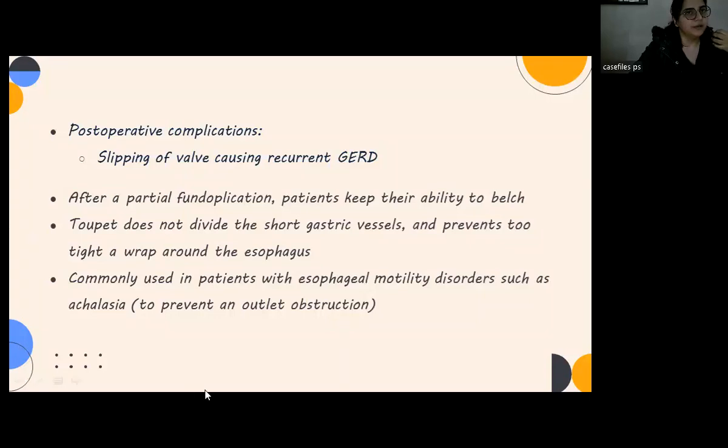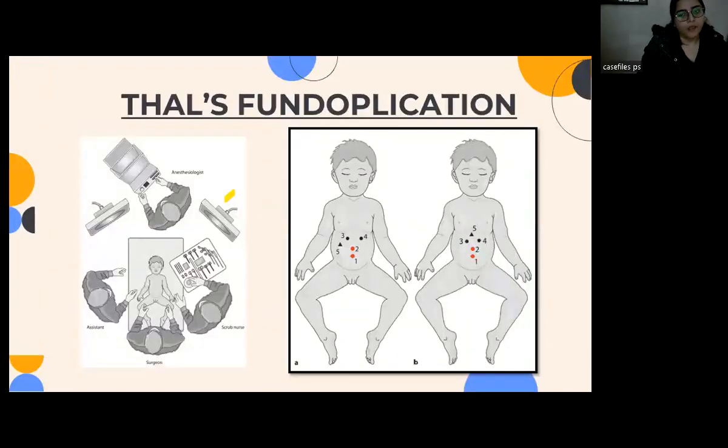In the classically described Toupet procedure, they did not divide the short gastric vessels. And since we are doing a partial fundoplication, we can prevent a tight wrap around the esophagus. This is primarily or commonly used in patients who have esophageal motility disorders such as achalasia in order to prevent outlet obstruction. The other described technique is Thal's fundoplication.